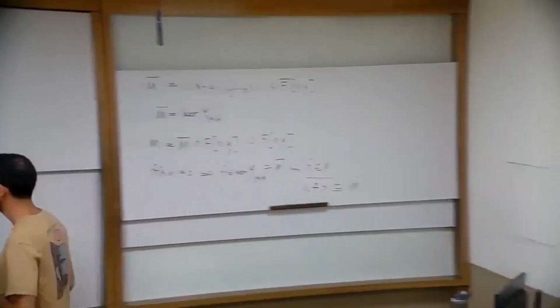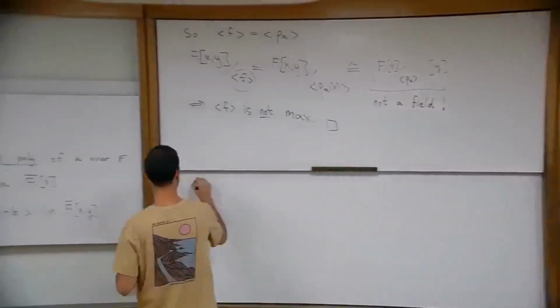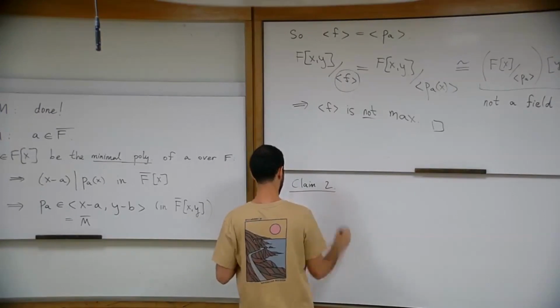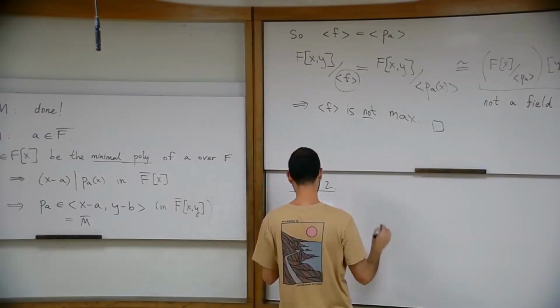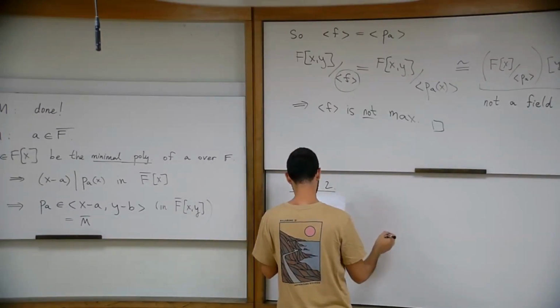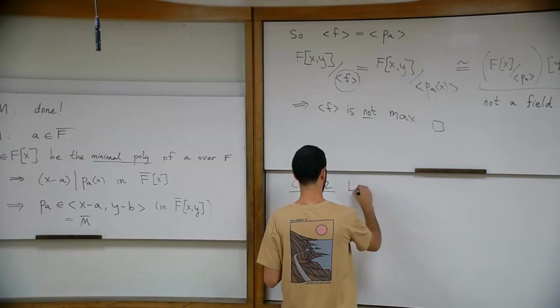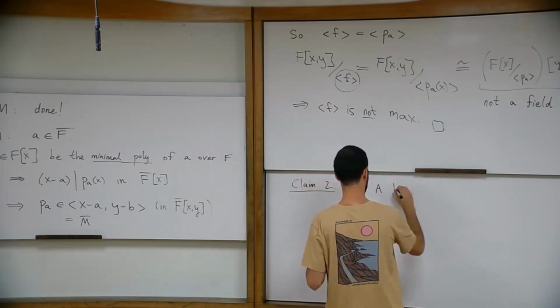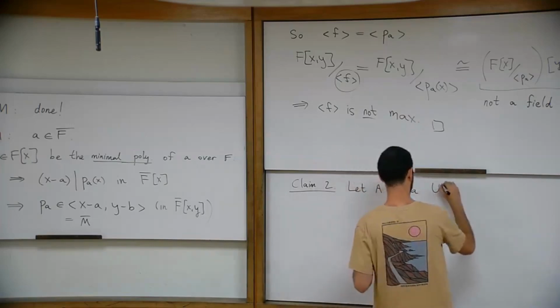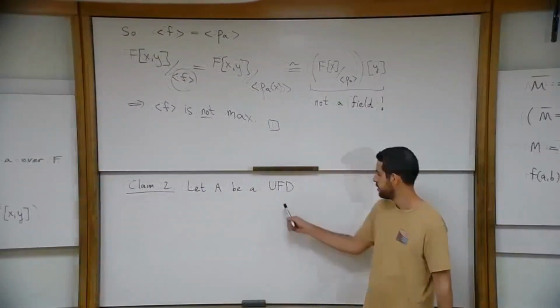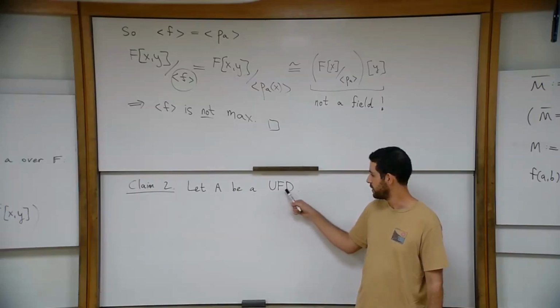Okay, so let's continue. The second claim that we will need is the following. So let A be a UFD, unique factorization domain. So what is a UFD, a unique factorization domain?